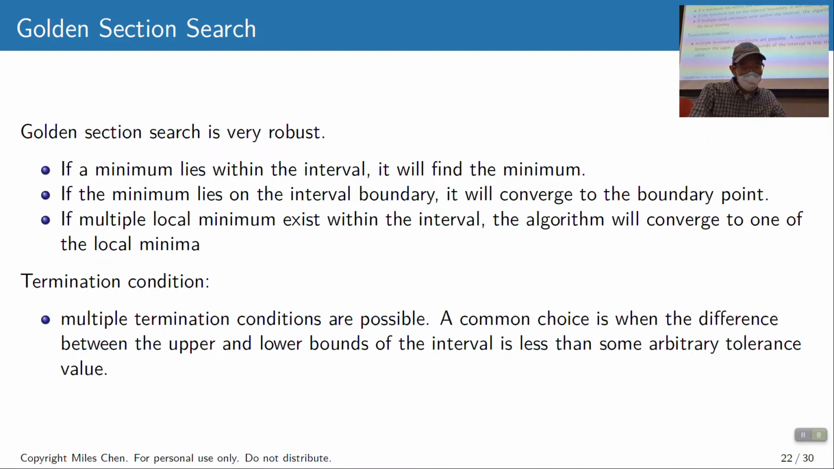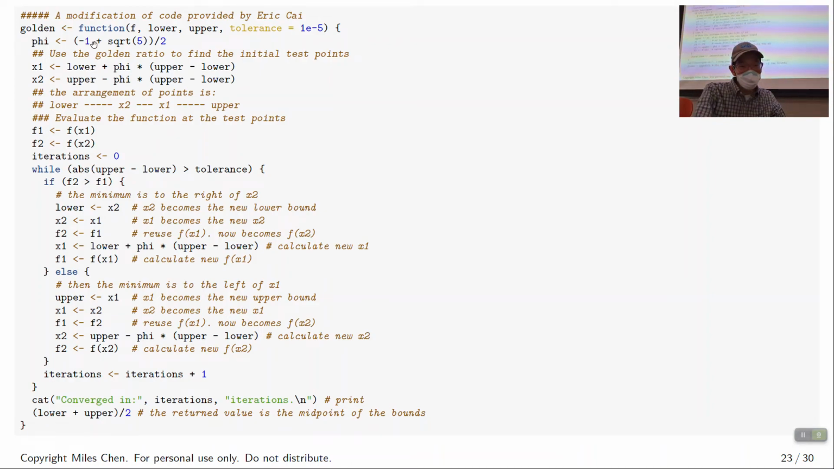All right, so that's golden section search. Here's the code for it, and I think it's pretty straightforward. I've just added a whole bunch of comments to make it easier to read. This code was written by another person, Eric Kakai, and I modified it to line up with the notes that we have.